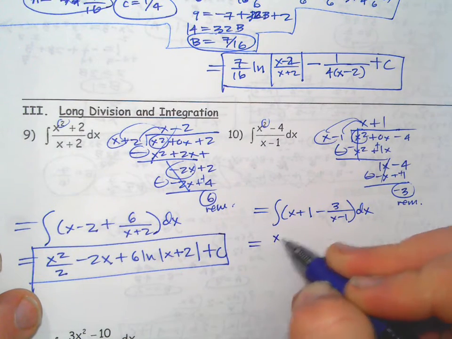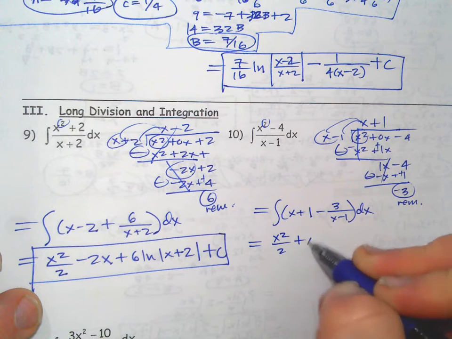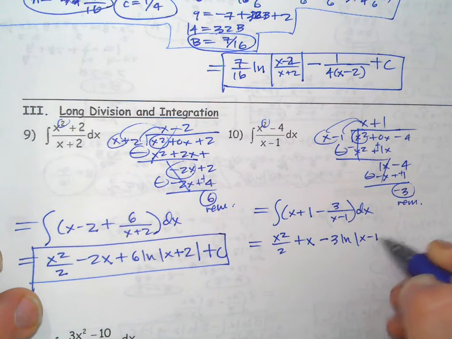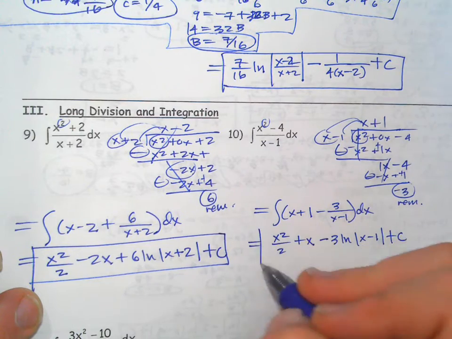So we can get x squared over 2 plus x minus 3 natural log of the absolute value of x minus 1, plus c.